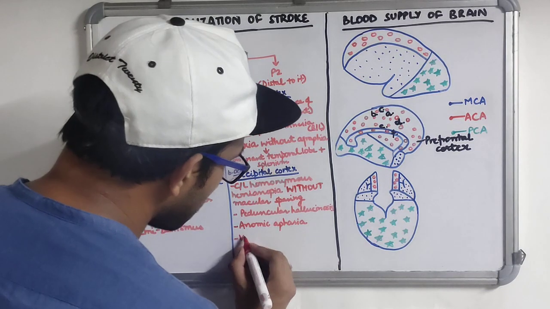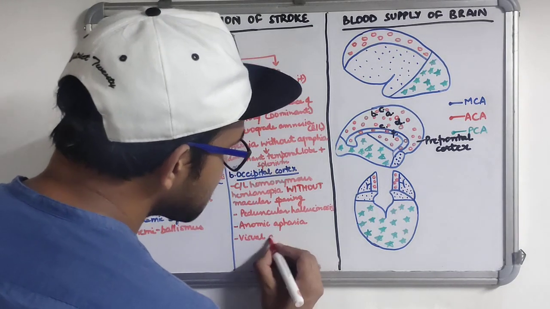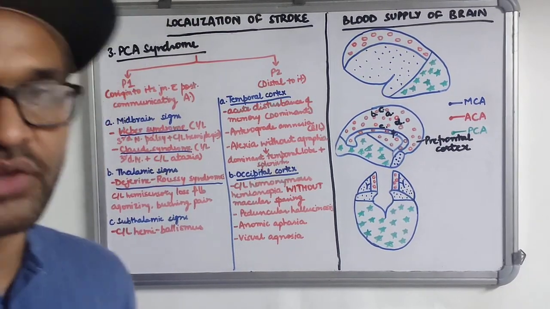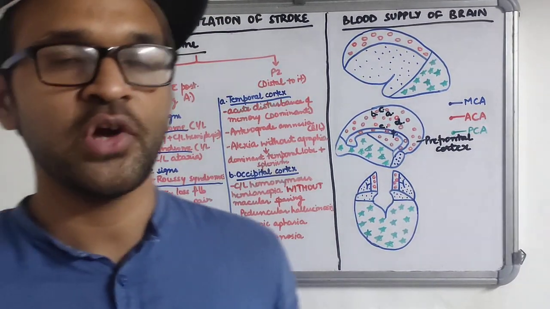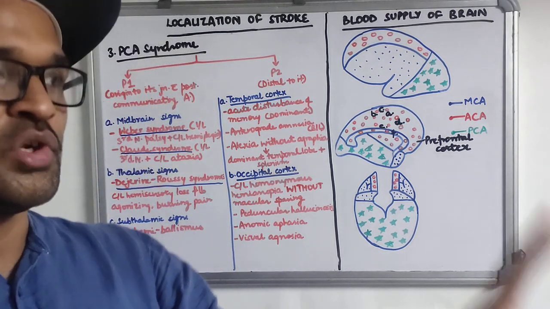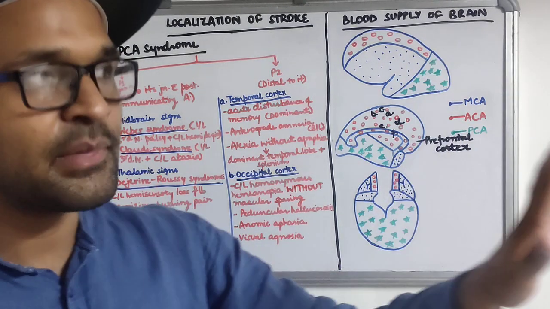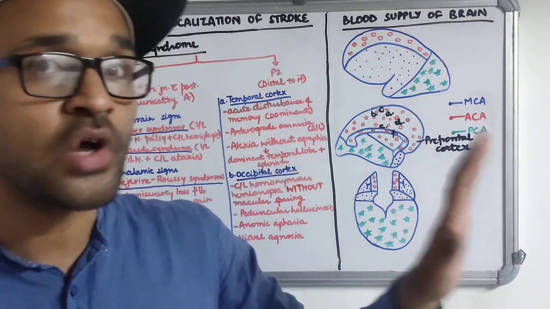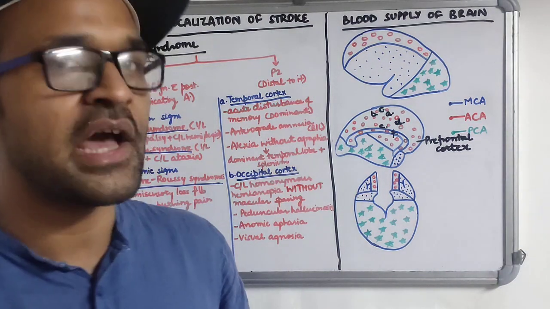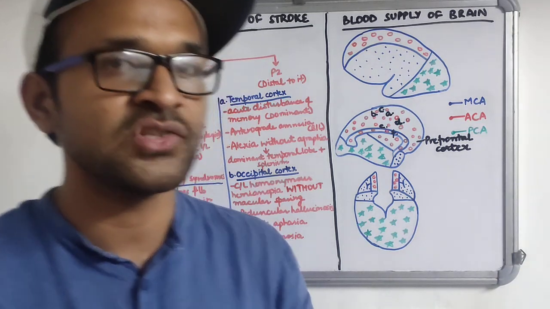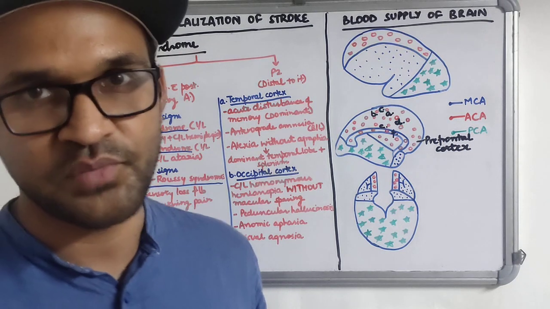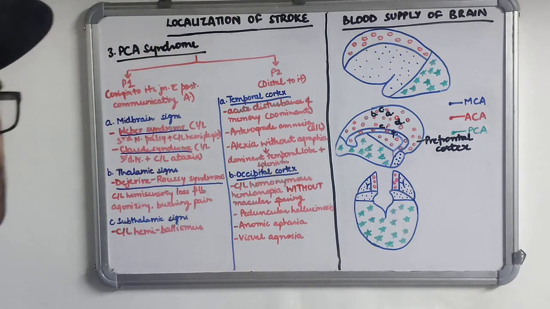Another thing is visual agnosia. In visual agnosia, the patient is neither able to name nor able to describe its use. So there is loss of generic identification of objects, right? Like in anomic aphasia, you show him a person, his face. He is able to identify that this is a face, but he is not able to name it. But in visual agnosia, the patient has lost the ability to identify whether it is a face, an object, or a color. So there is loss of generic identification of objects, right? This is the difference between anomic aphasia and visual agnosia.